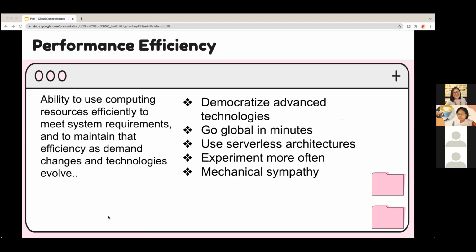Next, performance efficiency. Performance also needs to be improved. It is the ability to use computing resources efficiently to meet system requirements and to maintain that efficiency as demand changes and technologies evolve. These are just some of the items related to performance efficiency.